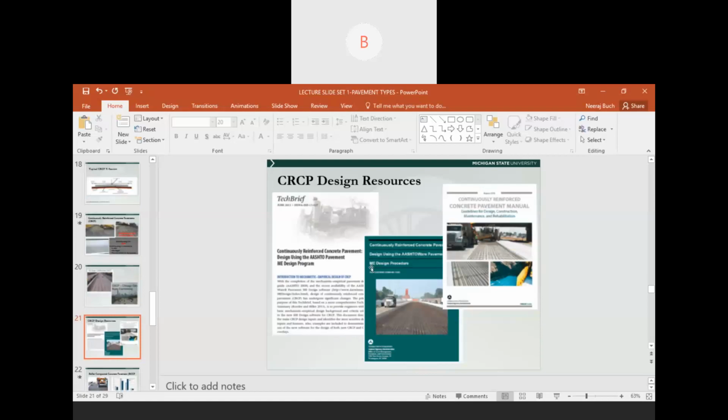Again, these are some references that I have used and are available actually free online. These are research reports that talk about the design of continuously reinforced concrete pavements. The one good thing is, in the US, that most of the research that happens on pavements, whether it is concrete pavements or asphalt pavements, is funded by either the state government or by the federal government.